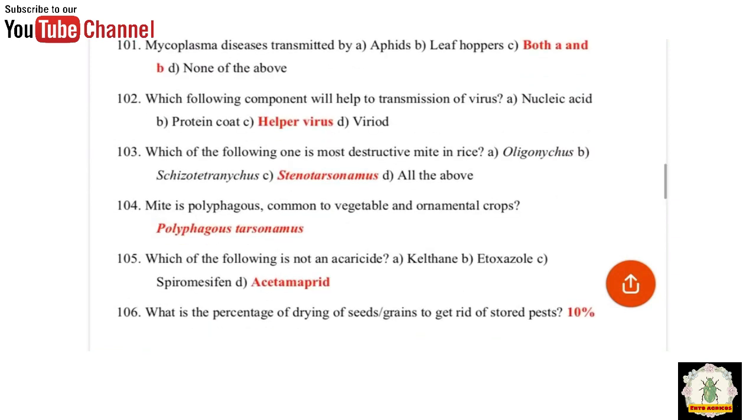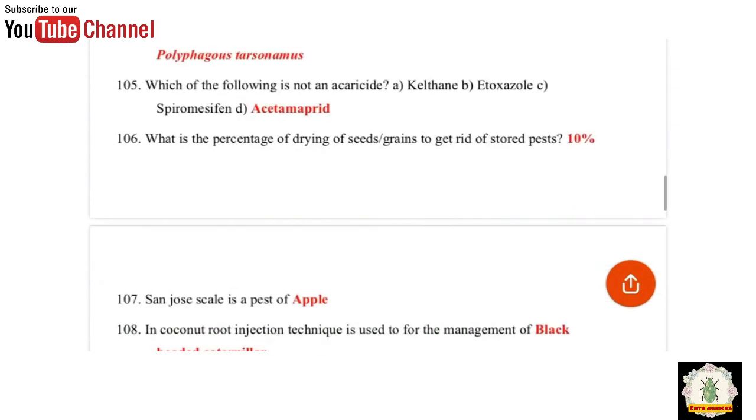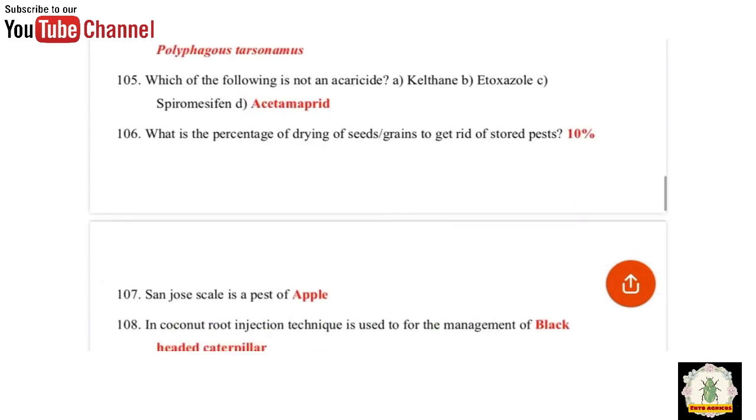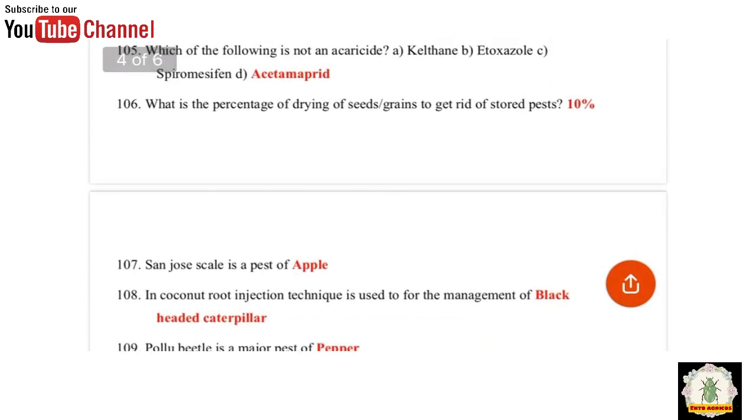Next is, what is the percentage of drying of seeds or grains to get rid of stored pests? So this is 10%. Next question is, San Jose scale is a pest of what? So this San Jose scale is a pest of apple. In coconut, root injection technique is used for the management of what? So in case of coconut plants, this root injection technique is used against black-headed caterpillars.